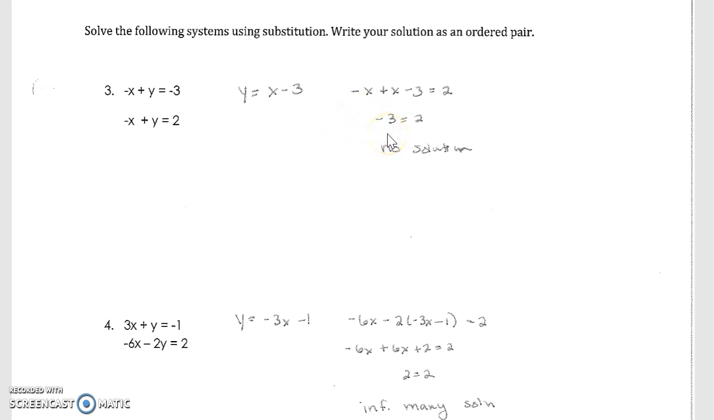If you had lines that didn't intersect, that means you didn't have a solution, so you would write no solution. Well, here you don't have variables anymore. You have -3 equals 2. The question you're asking yourself is, is that a true statement or a false statement? Well, -3 does not equal 2, so that's a false statement. So that means that that is a no solution. Okay, so that's one of those special cases.